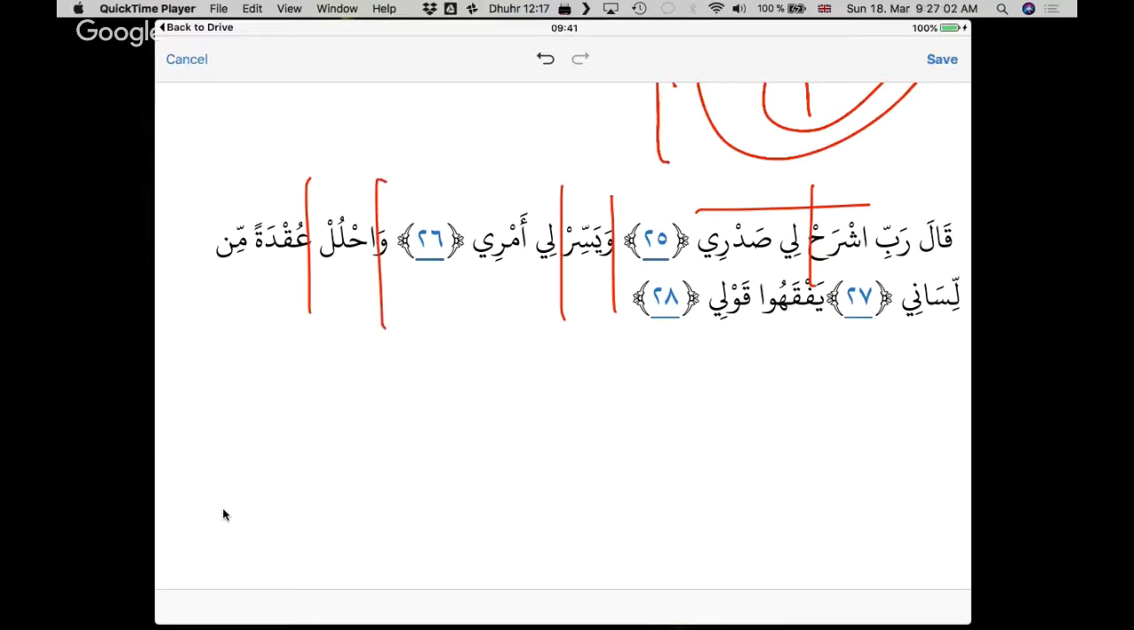And now in the end, he's giving the consequence. Yafqahu qawli, so they understand me. So this part only, yafqahu qawli, is the answer to the condition. But these three are conditioned. This is condition 1, this is condition 2, this is condition 3. Rabbi ishrah li sadri wa yassir li amri wahlul uqdatan min lisani yafqahu qawli. Yafqahu qawli is the answer to the condition.